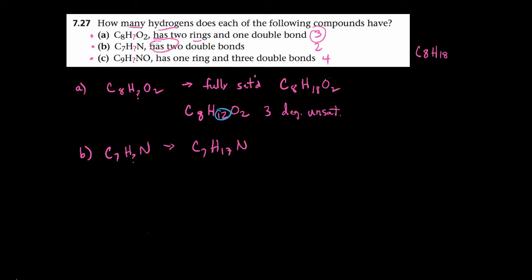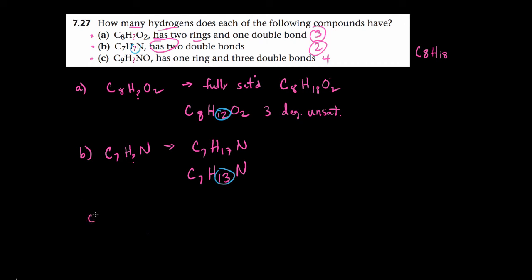Now we have 2 double bonds, so the degree of unsaturation is 2, which means that there are 4 hydrogens missing from the fully saturated structure. So we have C7H, 17 minus 4 is 13, N. So that's the answer, 13 hydrogens there.